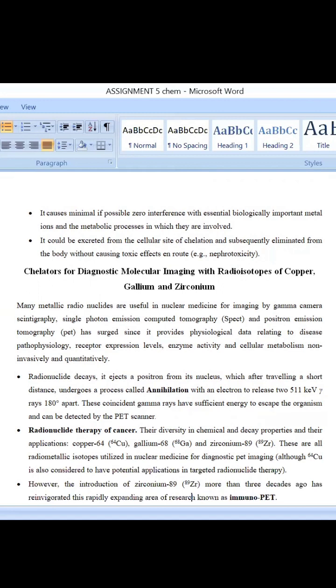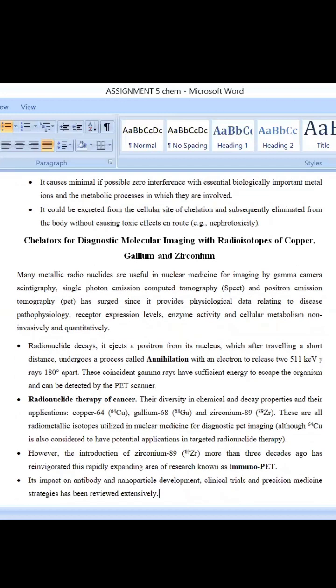Since it provides physiological data relating to disease, pathophysiology, receptor expression levels, enzyme activity, and cellular metabolism non-invasively and quantitatively. When a radionuclide decays, it ejects a positron from its nucleus, which after traveling a short distance undergoes a process called annihilation with an electron to release two 511 kiloelectron volt gamma rays 180 degrees apart. These coincident gamma rays have sufficient energy to escape the organism and can be detected by the PET scanner.